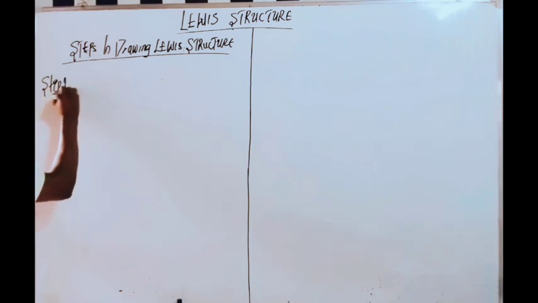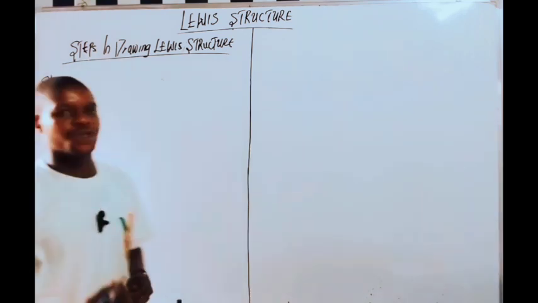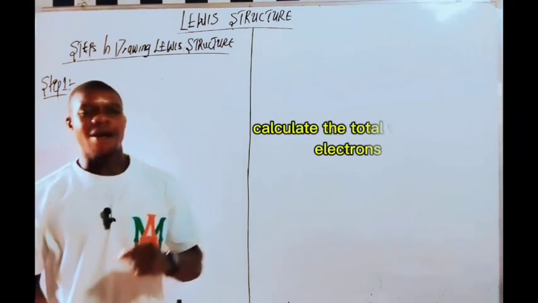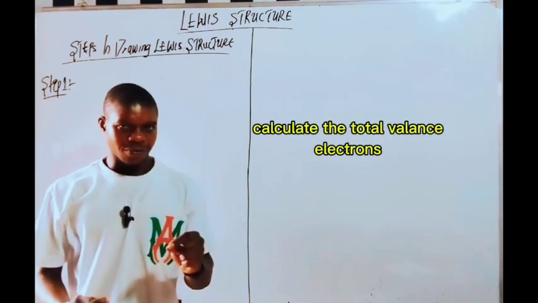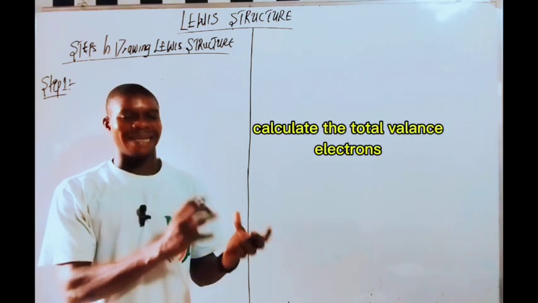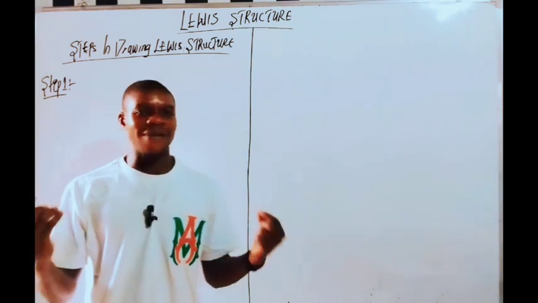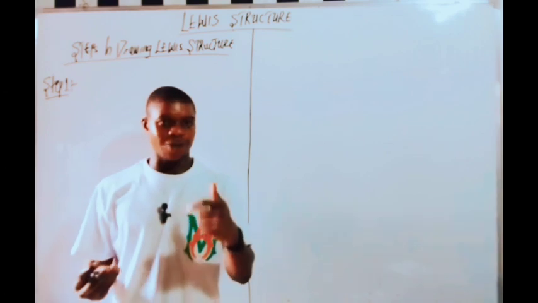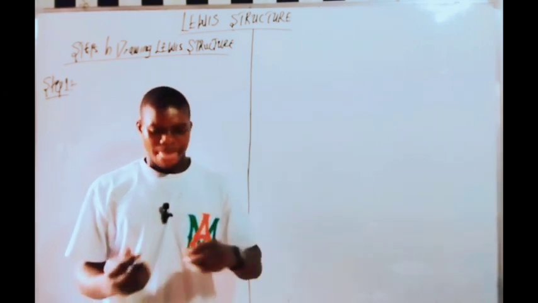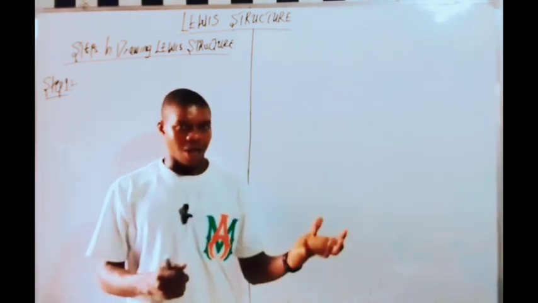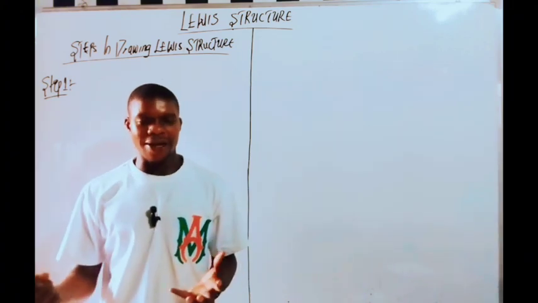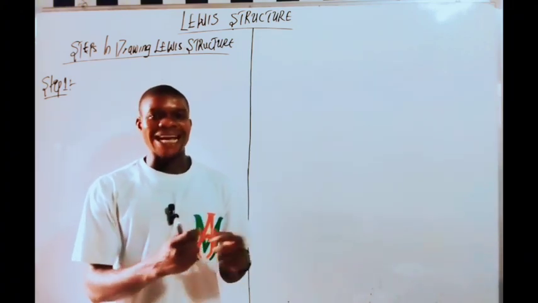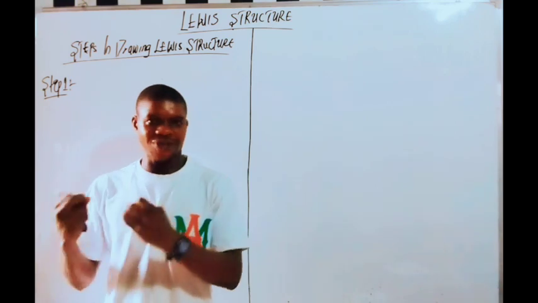Step number one. The first step in drawing a Lewis structure is to calculate the total valence electrons. And how do you calculate the total valence electrons? You add up the valence electrons of each of the atoms in the molecule. Now, at times the molecule can be neutral, or it can be an ion. If it's an ion, there can either be a positive charge or a negative charge.